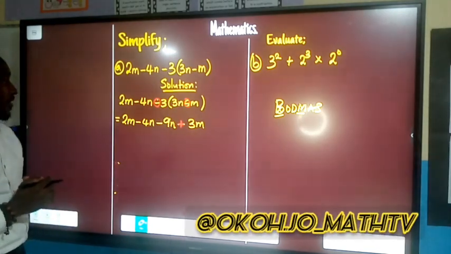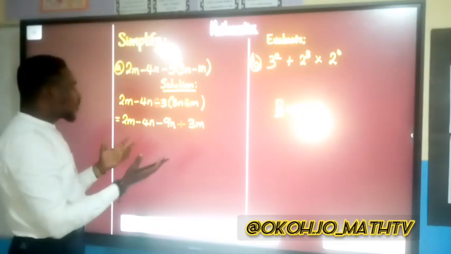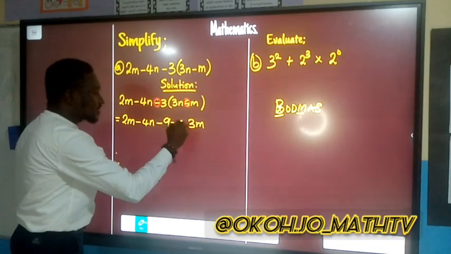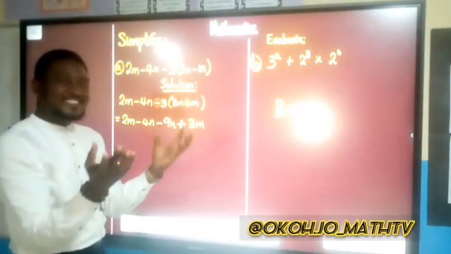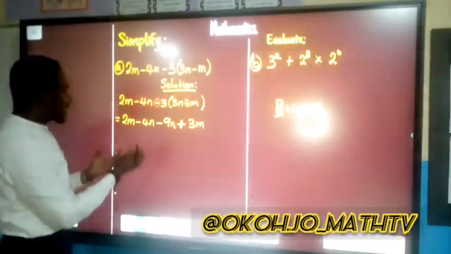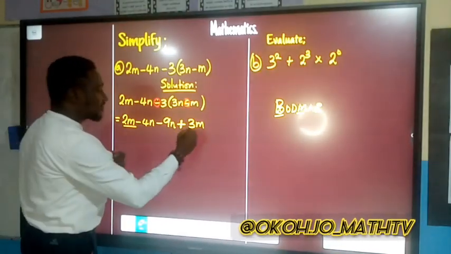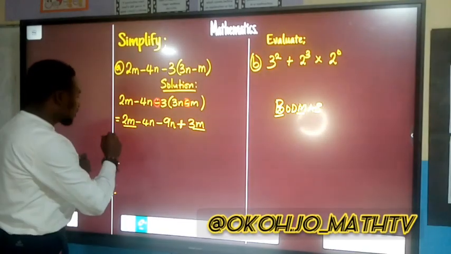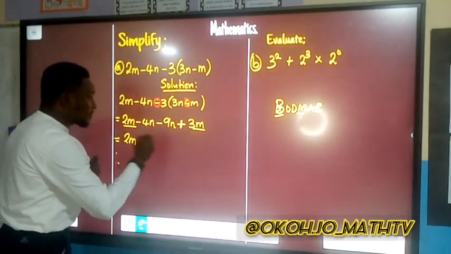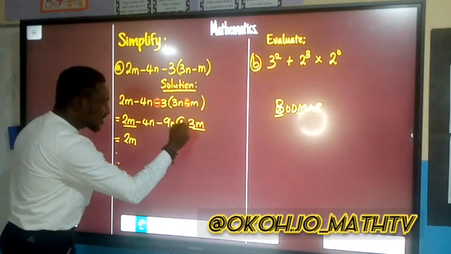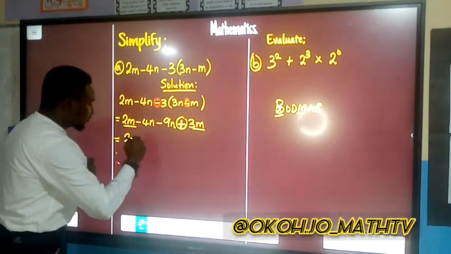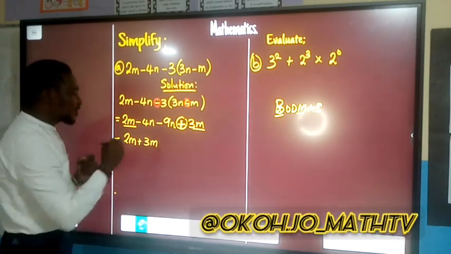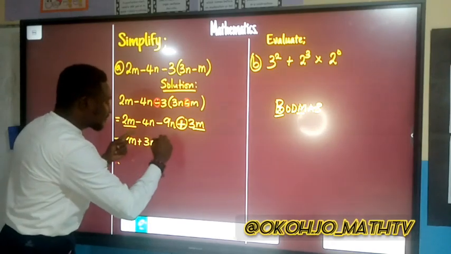Is that clear? Now at this point, we should now collect like terms. Collecting like terms means we should try as much as possible to bring what have the same letters together. When you look at this have m and this have n. So we can bring them closer together and make do with it. So the next thing is 2n plus, because this plus is for 3n, plus what? 3n. Is that okay? Now minus negative 4n.